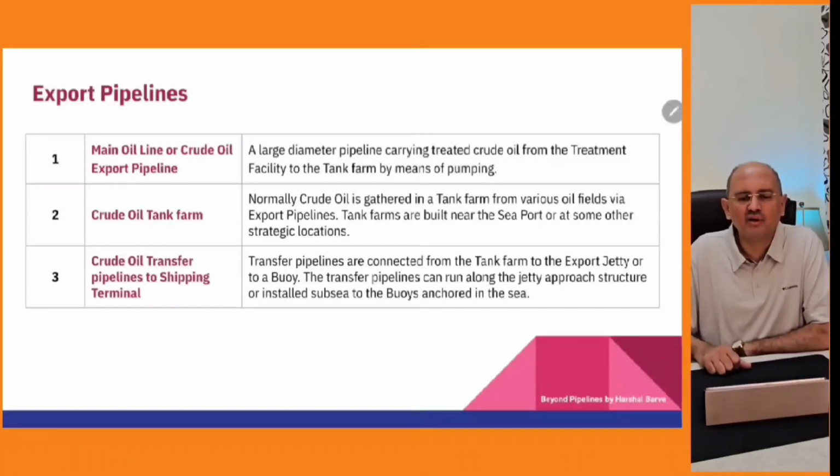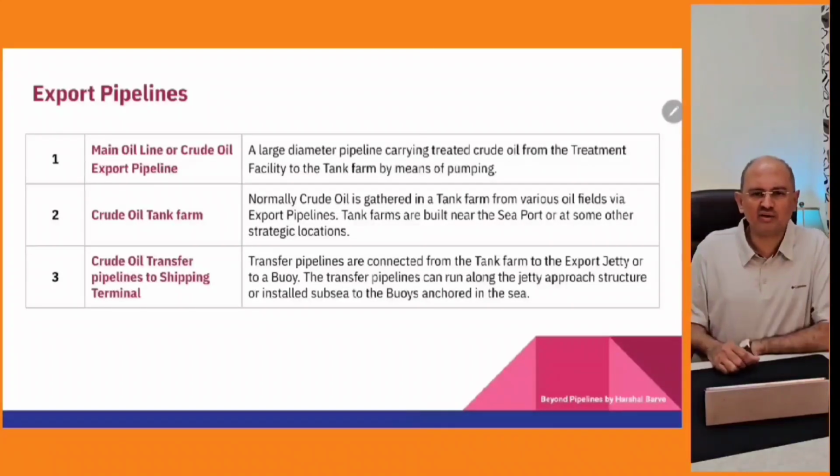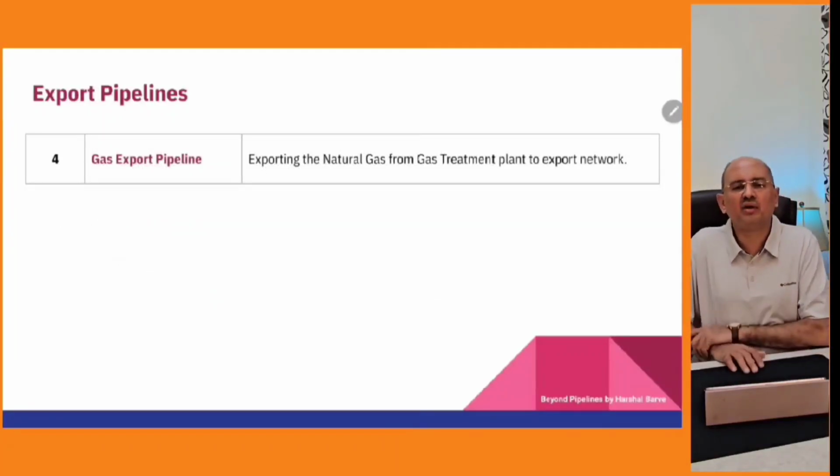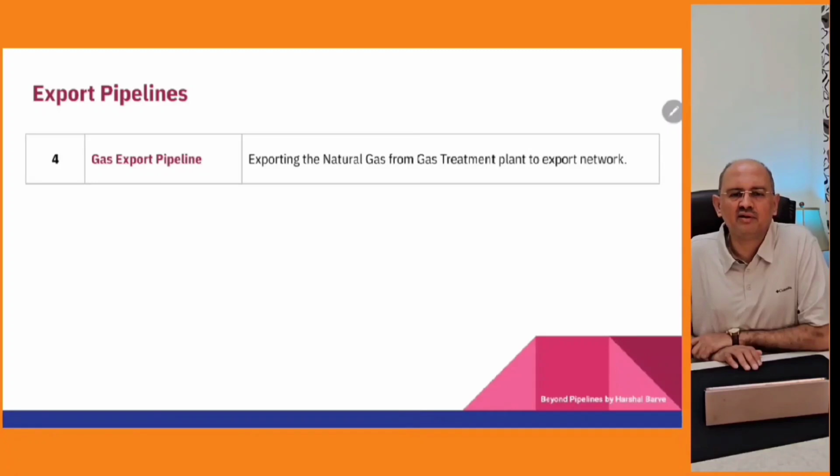I have also given here one picture of how it's going to look, the buoy and the connection of the pipeline to the buoy, and then the hose connection from the buoy to the ship, which will explain all these things to you better.